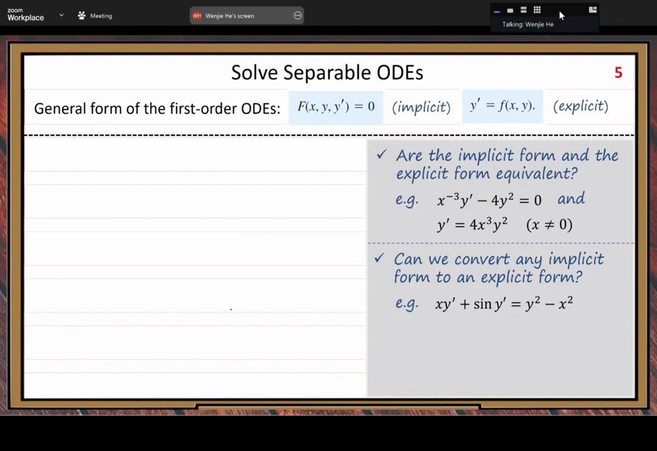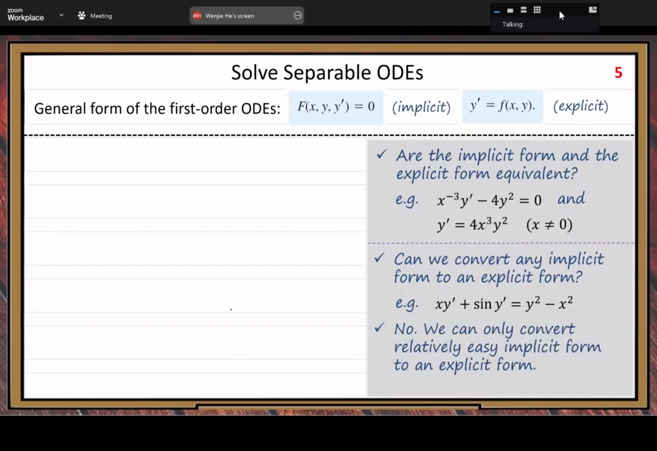So this implicit form cannot be converted to explicit form, and then it's hard to solve. Many differential equations, ODEs, many of them we cannot solve.